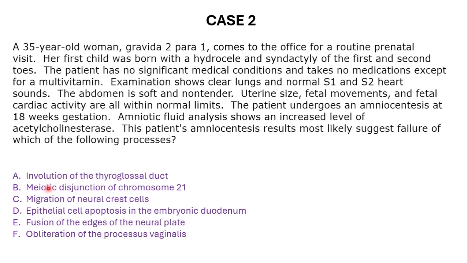Thyroglossus, no. Meiotic, no. Migration of neural crest, no. Fusion of the edges of the neural plate. Remember, the neural tube is basically the neuroectoderm, and then this invagination starts happening, and the neuroectoderm, aka the neural plate, then closes and forms the neural tube. So failure of this fusion will cause a neural tube defect. So the answer is E.